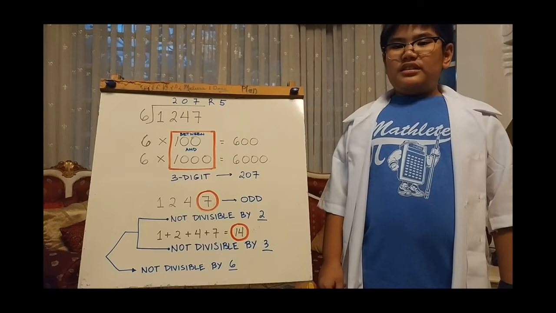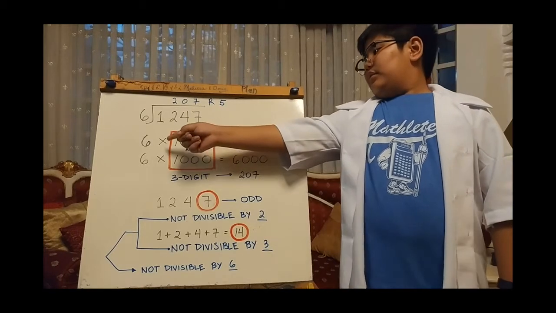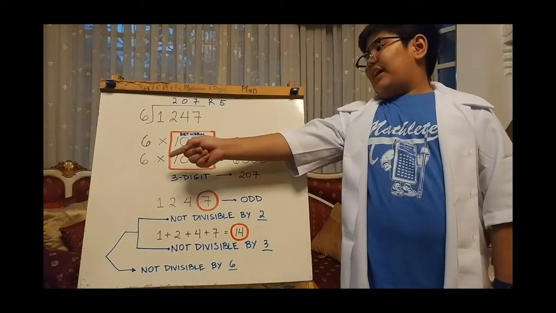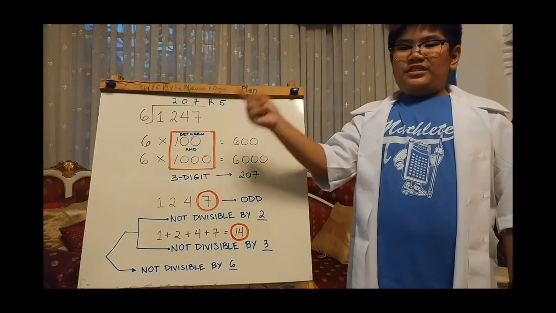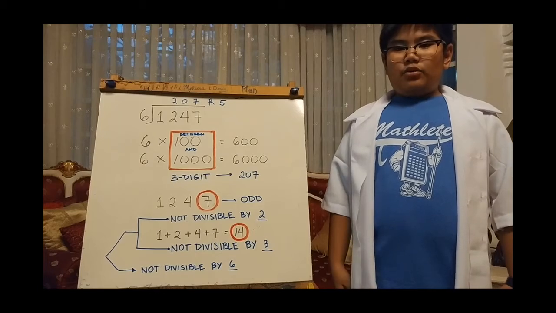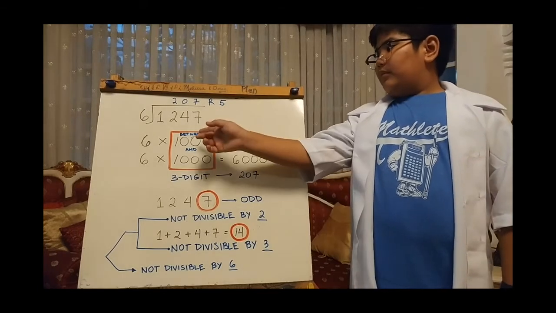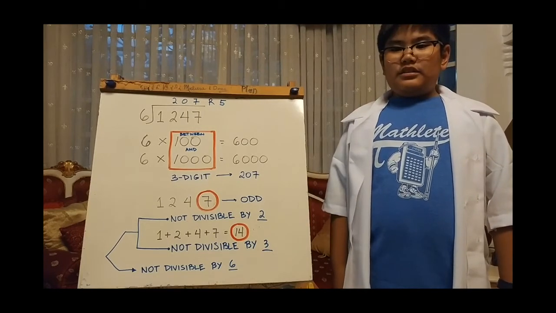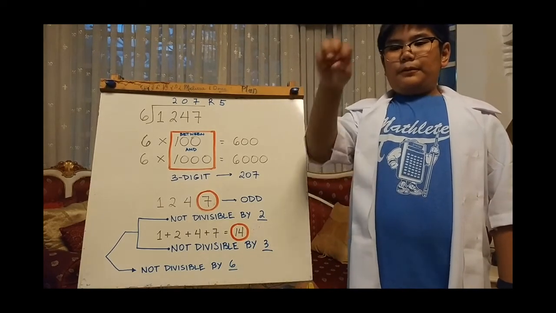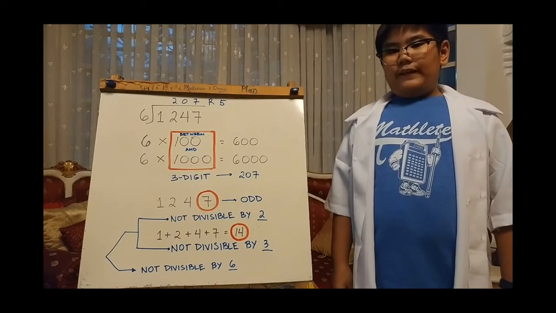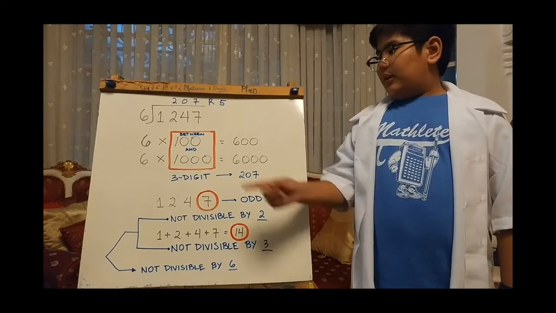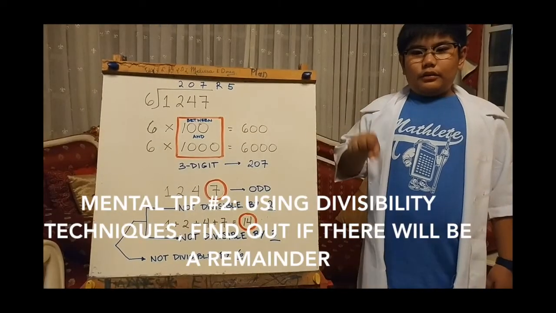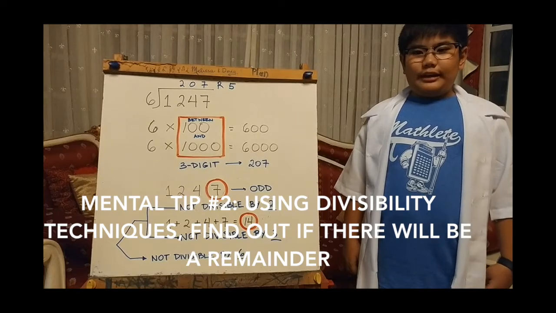1,247 is between 6, the divisor, times 100, and 6, the divisor, times 1,000. This means that the quotient lies between 100 and 1,000. Therefore, the answer must be a 3-digit number. As we saw earlier, the quotient has the 3-digit number 207.